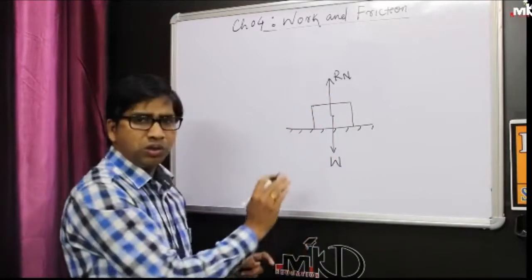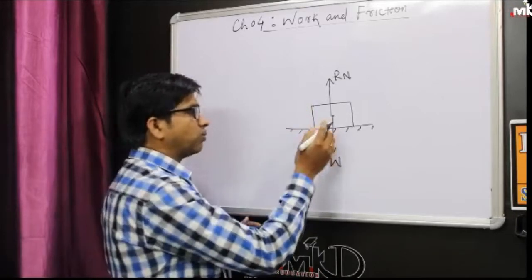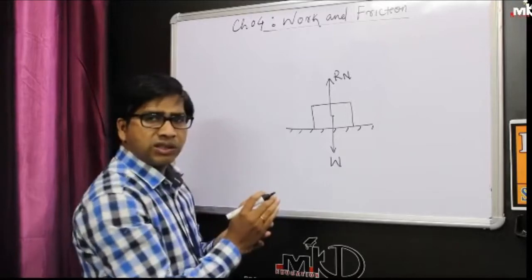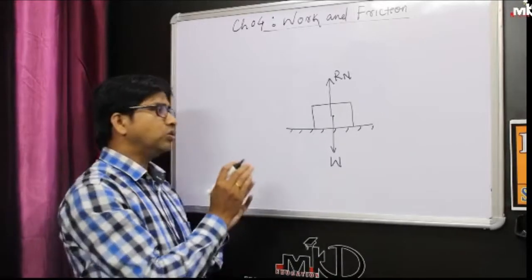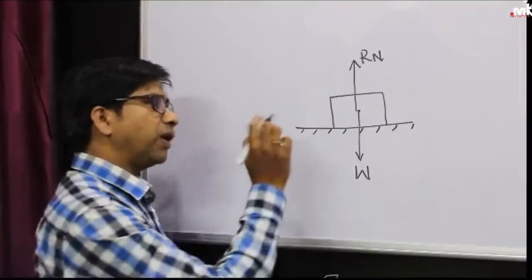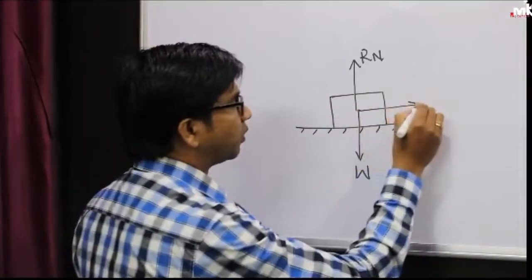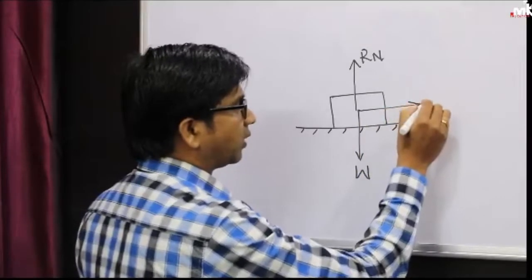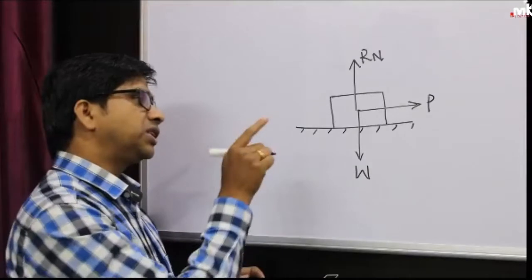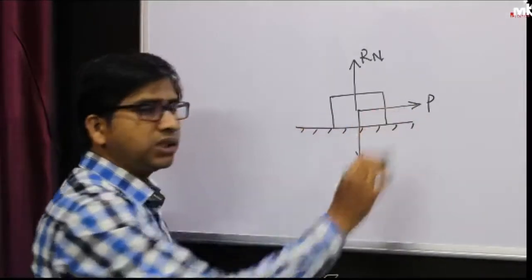As it is perpendicular to the surface, it is called the normal reaction. At rest, these are the two forces. But if we apply some force to move the body, let us consider P as the applied force, applied here to move the body towards the right.